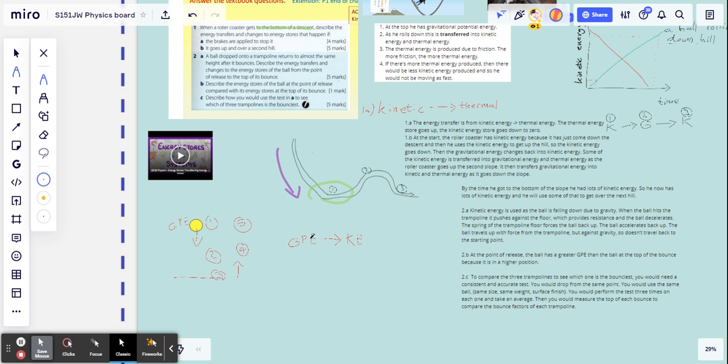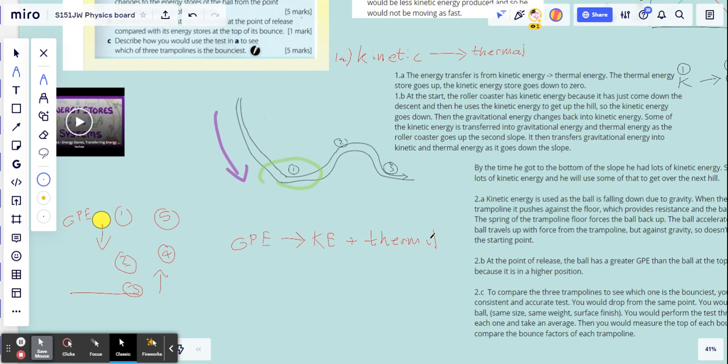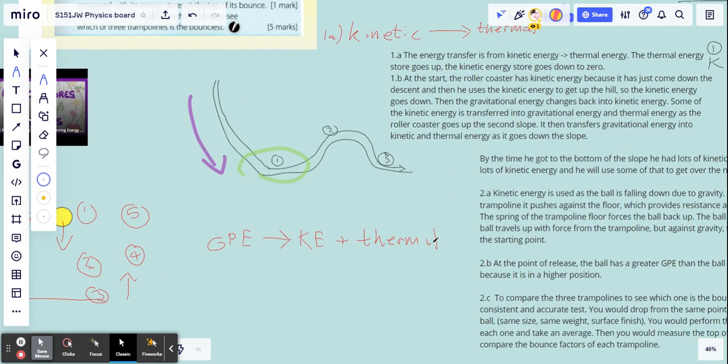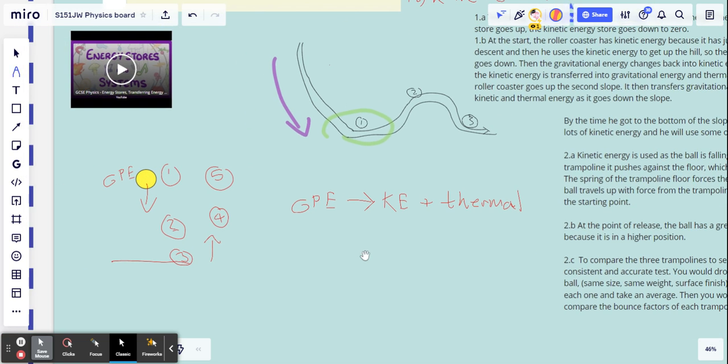What's happening is the gravitational energy is being transferred into kinetic energy, but also we have some thermal energy being produced. I'm just going to zoom in on this a little bit. The thermal energy is also being produced because there's going to be some air resistance. Now that's what happens as it goes from 1 to 2 to 3. As it hits the trampoline, it hits it with a fair amount of force because it's got a lot of kinetic energy.